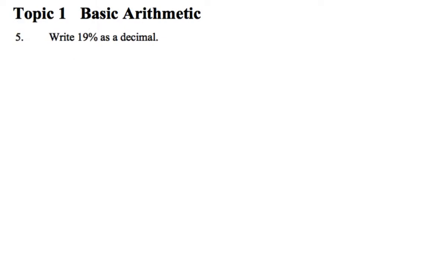19% as a decimal. Well, percentages and decimals work very well if the percentage is a two-digit number like that. So 19% is 0.19. We could think of this as being 19 over 100, because every percent is over 100, and then we could think about how that turns into a decimal there. But that's our final answer, 0.19 there.